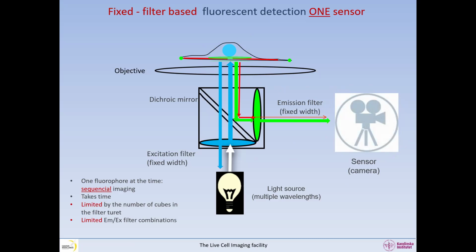And each time we want to image a fluorophore, we will have to change the cube, which is in the filter turret, for each of the fluorophores we want to image, which means that this will take some time. And we have, of course, a limited number of cubes that we can have in the filter turret, and of course also a limited number of combinations we can use. So although I depict the camera here, it will take time.